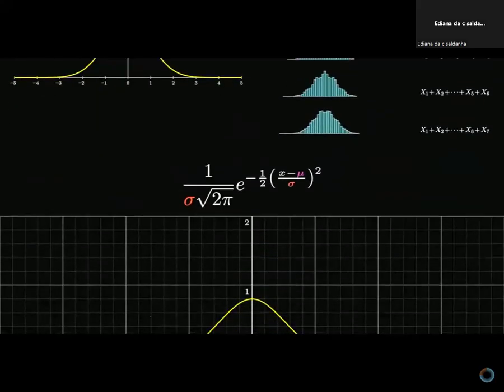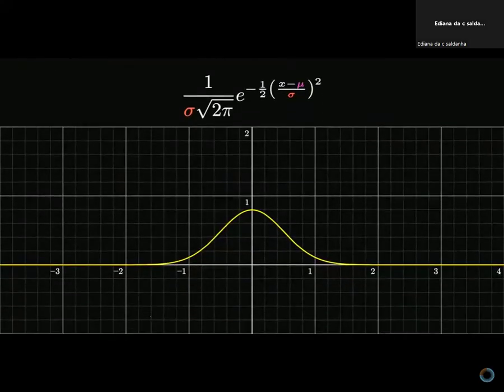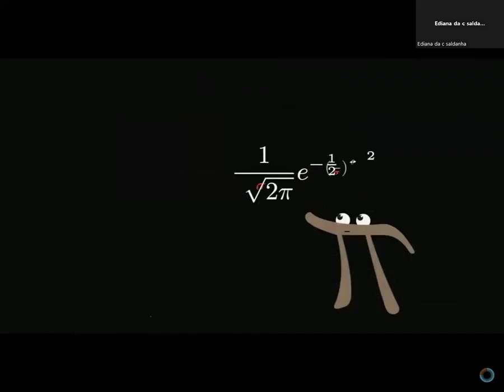And now, my friends, is probably as good a time as any to finally get into the formula for a normal distribution. And the way I'd like to do this is to basically peel back all the layers and build it up one piece at a time.